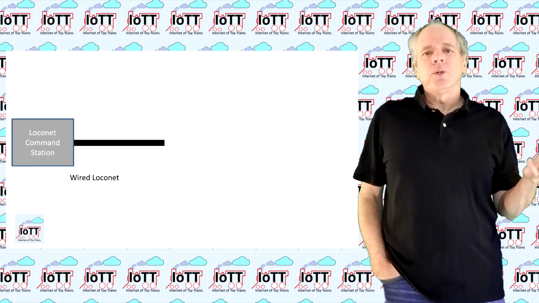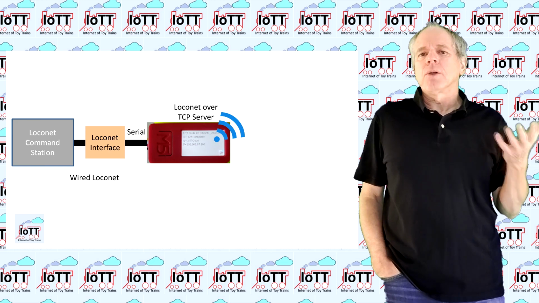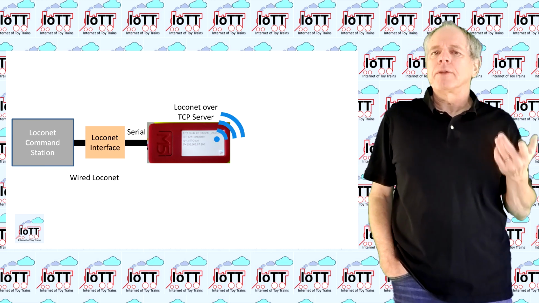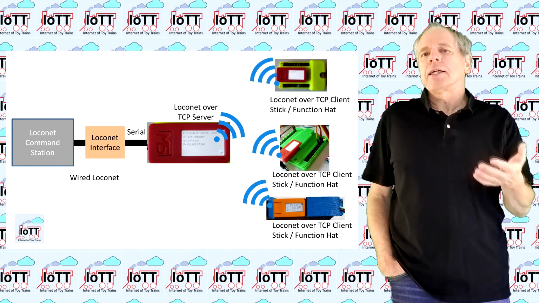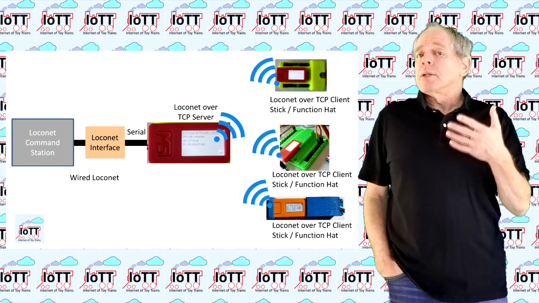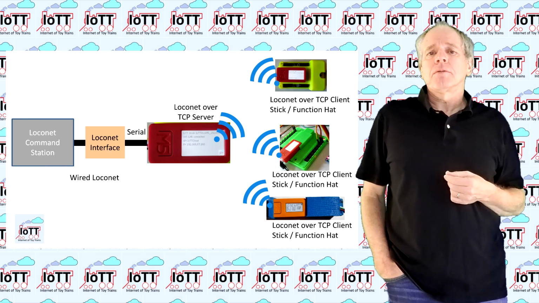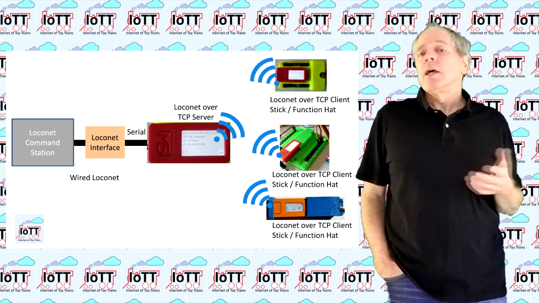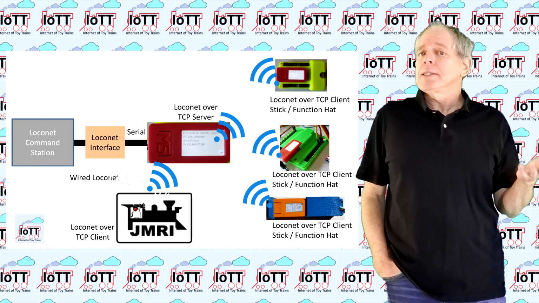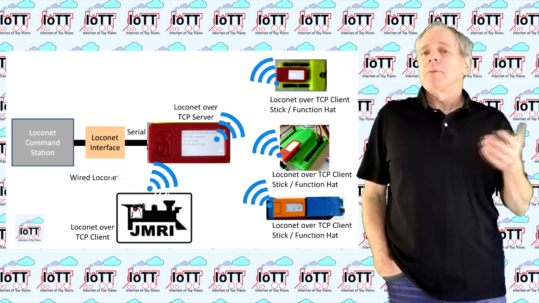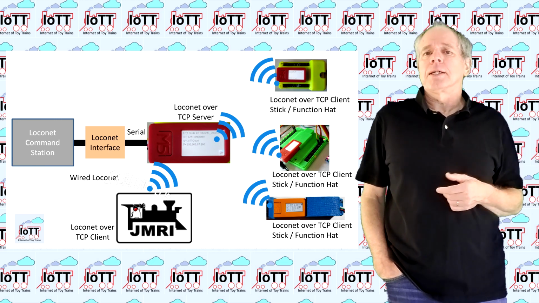Or you can use a Loconet interface with an IoTT stick and activate the Loconet over TCP server on the stick. Now you can connect additional IoTT sticks like in the previous example, but this time they connect directly to the Loconet over TCP server on the IoTT stick. If you want, you can still add a computer with JMRI, but this time you can connect JMRI as Loconet over TCP client to the IoTT stick.